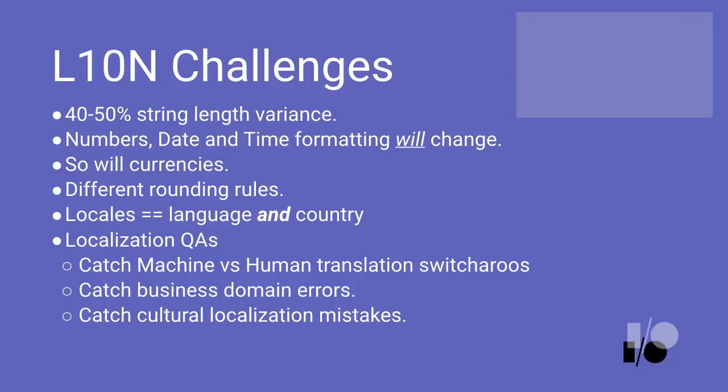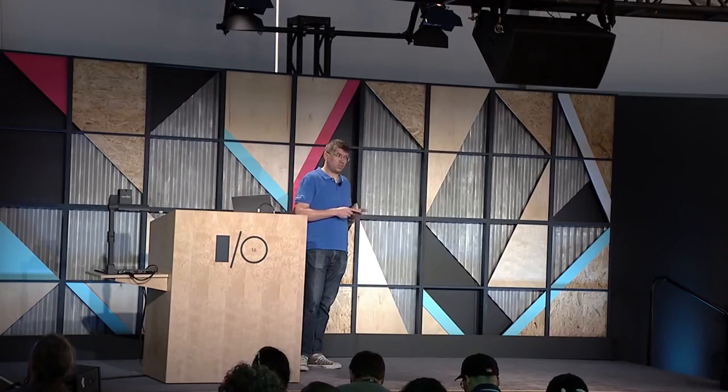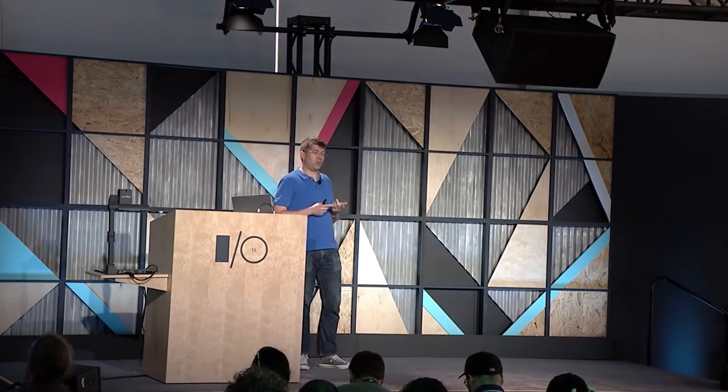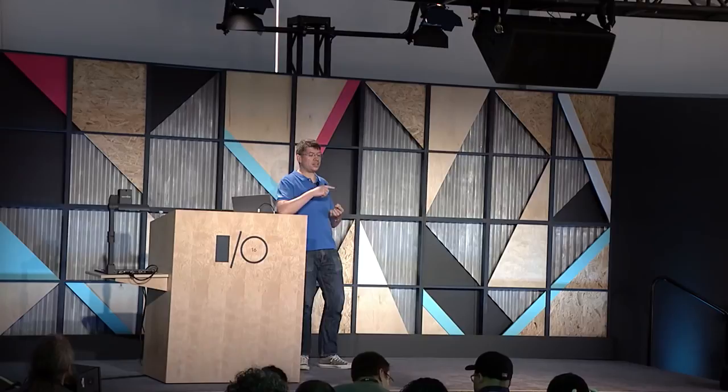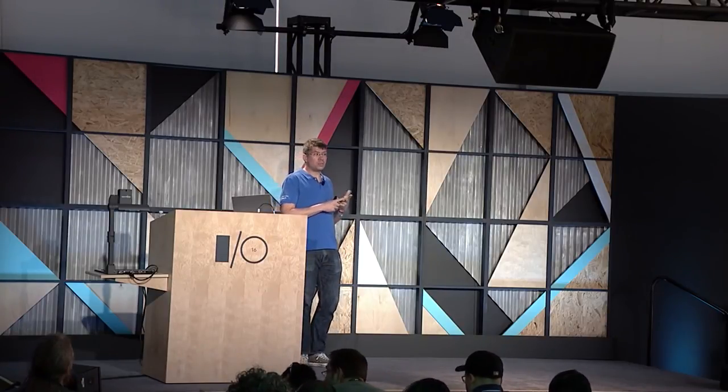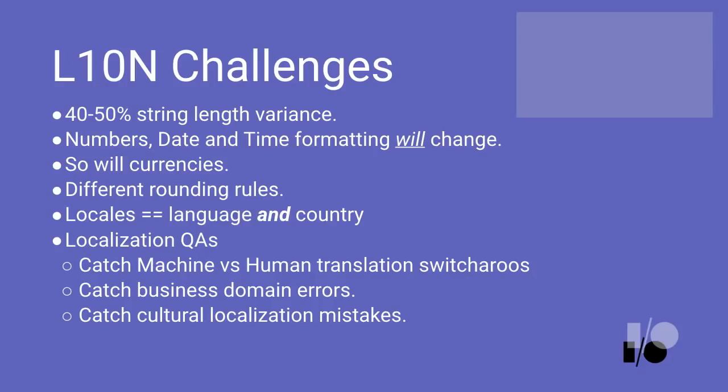So these are the big challenges right here. We've talked about the string length variance. Think about things like numbers, dates, and time formatting that will change depending on your locale. So will your currencies. You might have currencies used in different locales as well. You're going to have different rounding rules depending on the countries. So remember that locales are a language and country.